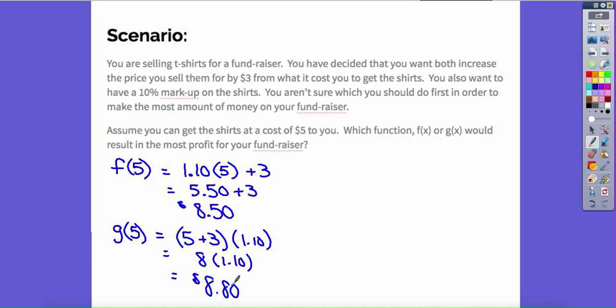$8.80. So although it's close, for my fundraiser, I would clearly want to use doing the price increase first and then the markup, because I'll make 30 cents more per shirt that I sell for my fundraiser.